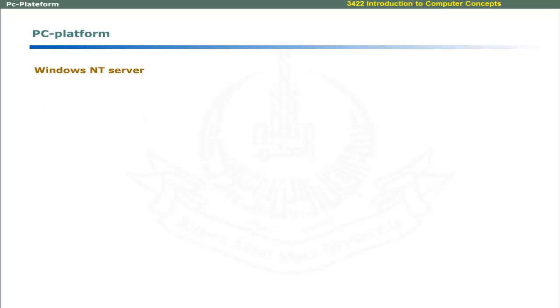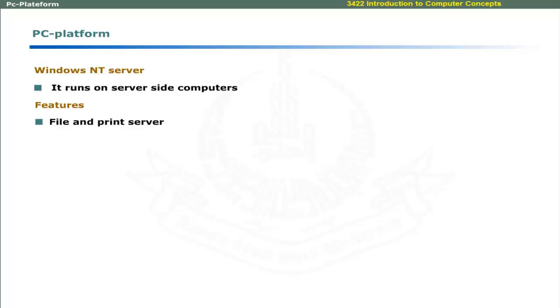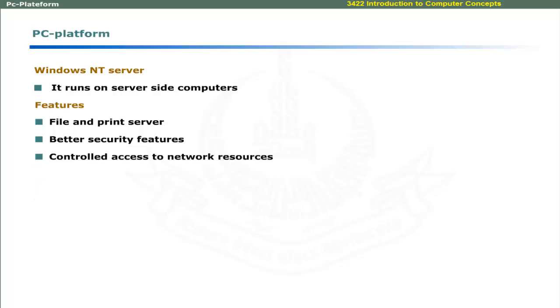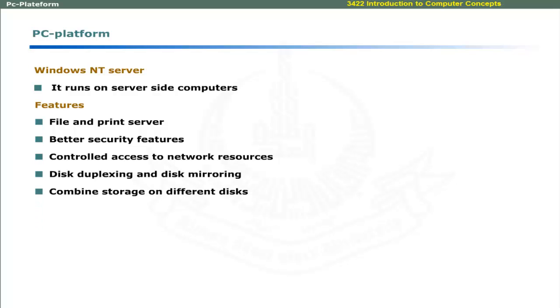Windows NT Server is another operating system. It runs on server-side computers. It has a similar look and feel like Windows NT. It has features like file and print server, better security features for grouping and authenticating users, controlled access to network resources, disk duplexing and disk mirroring, and combined storage on different disks to look and function as a single disk.